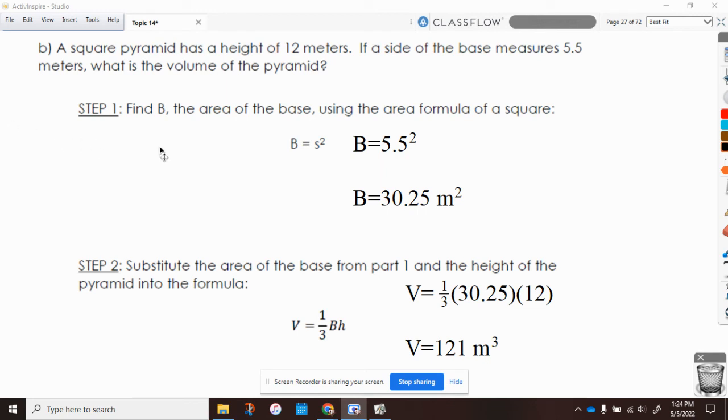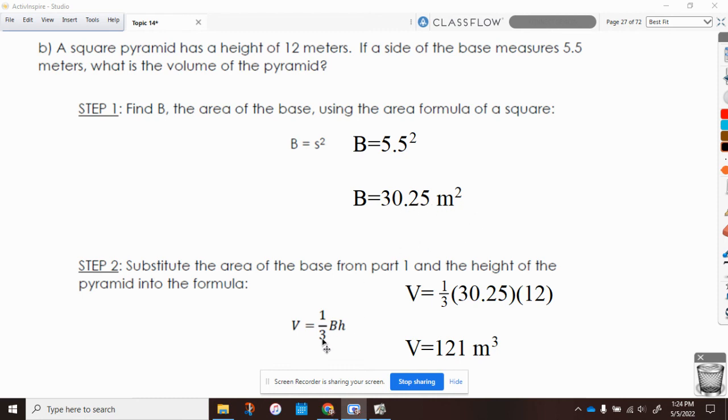All right, for our capital B, I'm looking at a square with a side measure of 5.5. So the area of that square is going to be 5.5 times itself, 5.5 raised to the power of 2, 5.5 squared. That's why they call it squared, y'all. It's because it's the area of a square. So our capital B ends up being 30.25.